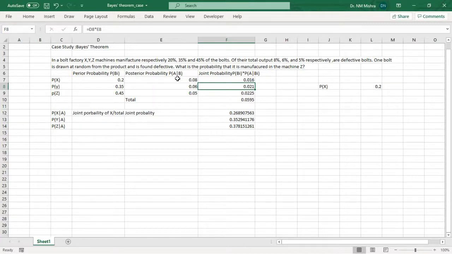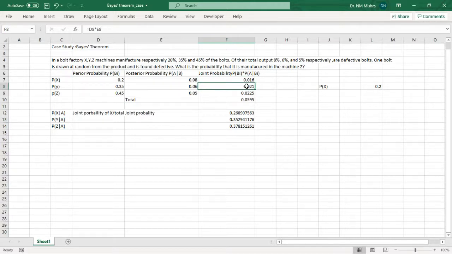Conditional probability is given. And you know the formula. What is the formula you have already learned? What formula is there? All of you are knowing. Please tell me. You have already learned this formula, the joint probability formula. So I calculated it.